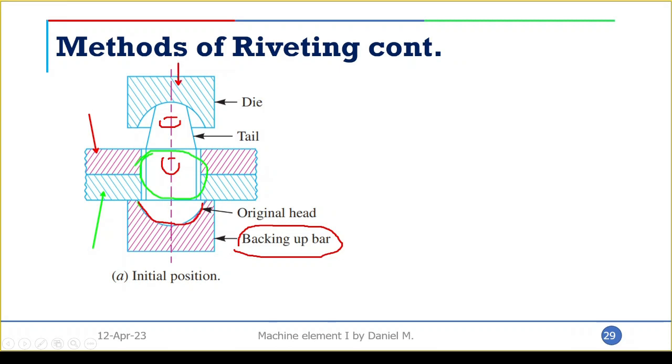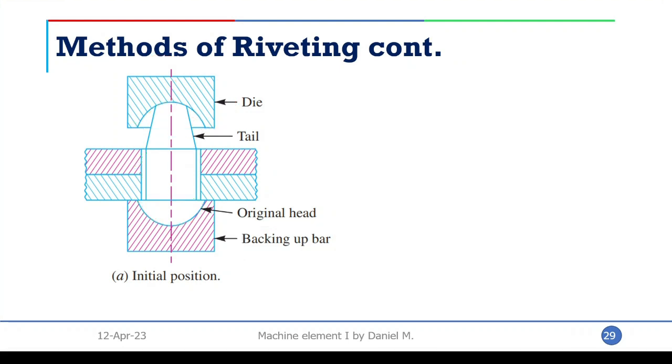So the head is backed up. On the other side, we have a die. This die is used to apply the force. We apply the force using a hammer or any other source of force. And after hammering it down, this tail is going to take the shape of this die. We'll see on the next figure what it looks like after the operation is completed.